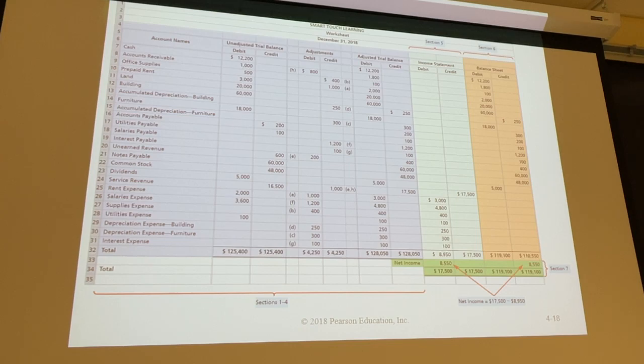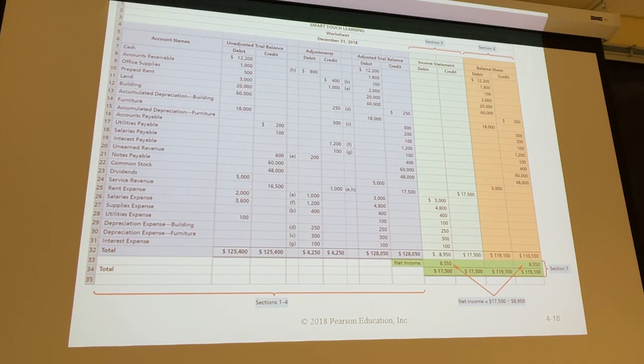But keep in mind that the revenue for the income statement is shown in the credit column, and the expenses for the income statement are shown in the debit column. Therefore, if the company is profitable, if it has more revenue than it has expenses, the credit column is going to have a higher total in it than the debit column. Notice when you add up the credits for the income statement, they come to $17,500. If you add up all the debits for the income statement, they add up to $8,950.